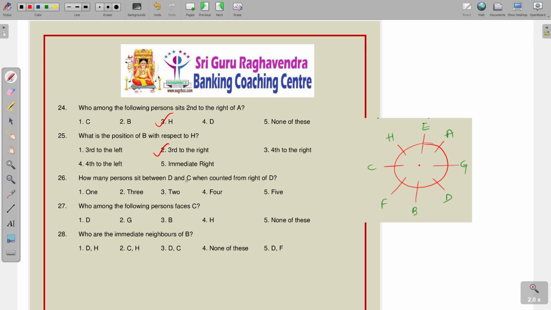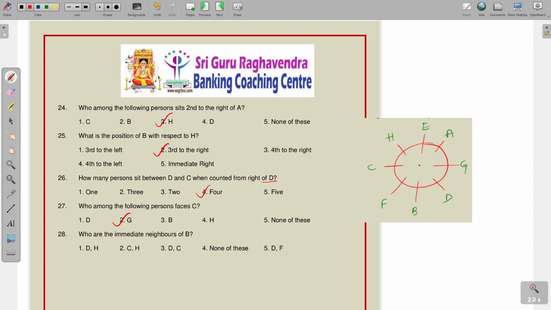How many persons sit between D and C when counted from right of D? So here we have D and here we have C. So when we count from right of D, 1, 2, 3, 4, there are totally 4 persons. Who among the following persons faces C? So C is facing G. Option 2 is the answer.